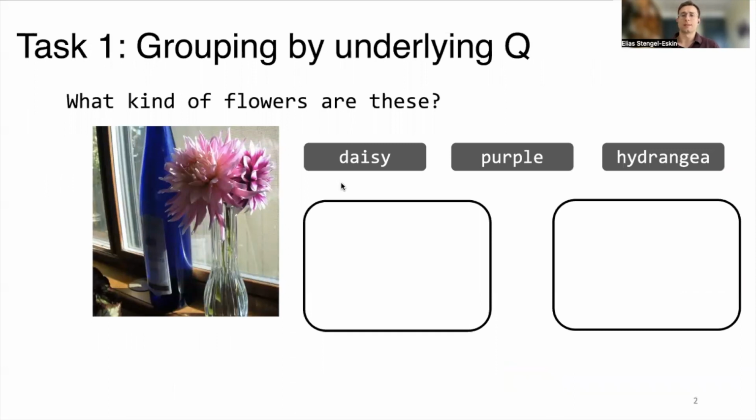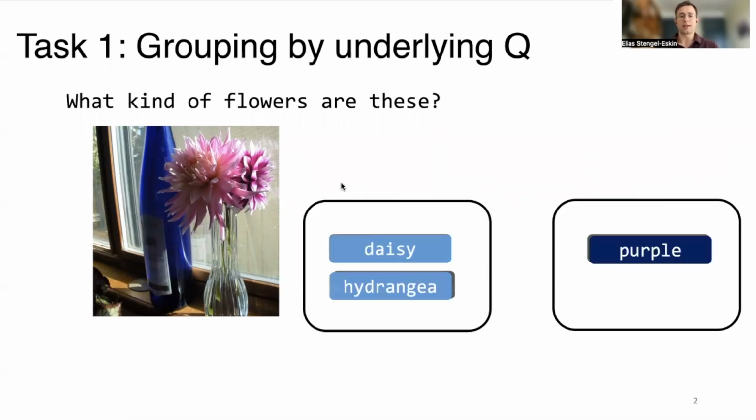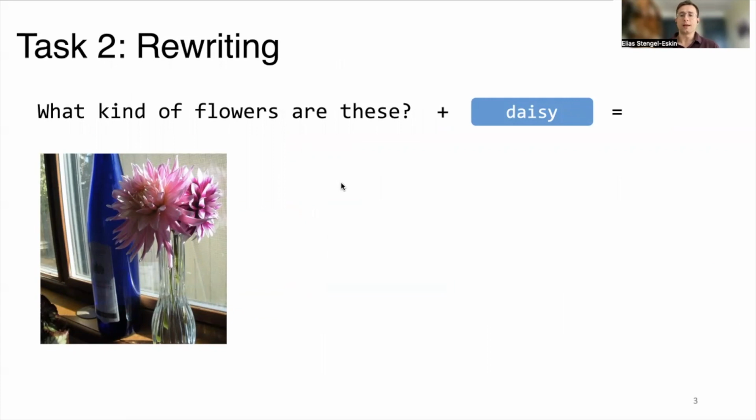In the dataset we collected, we had annotators perform two tasks for linguistically ambiguous examples. The first was to group answers by their underlying question. In this case, the annotators produced two groups, one specifying a species and the other corresponding roughly to color. We then had them rewrite the original question for each answer group.